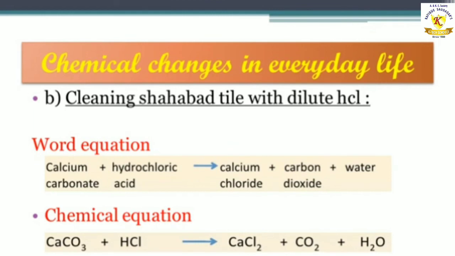Understood, children? How this cleaning of Shahabad tile with dilute acid reacts? Okay.